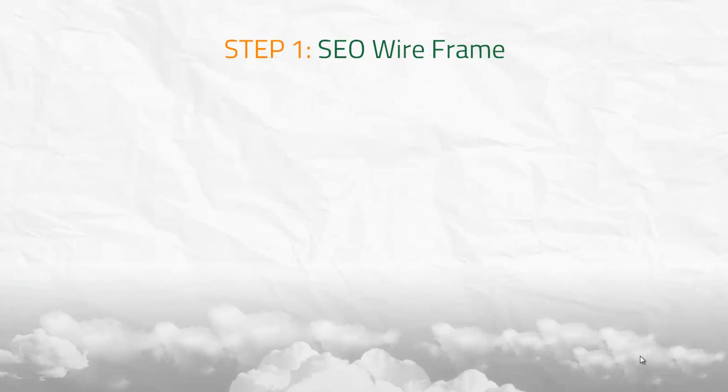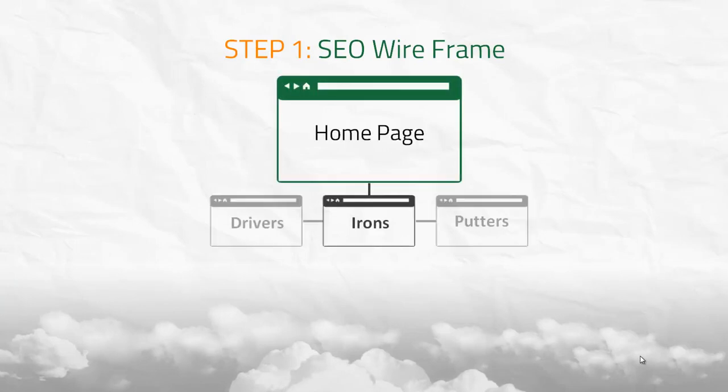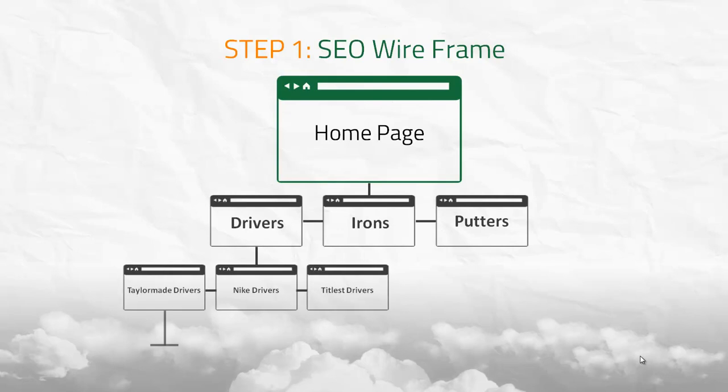So step 1, you have an SEO wireframe. Now with this, SEO wireframe is basically mapping out what's on your website. So you start off with the home page. Then you map out what your categories are. And then you map out what your subcategories are. And then you map out your individual products.